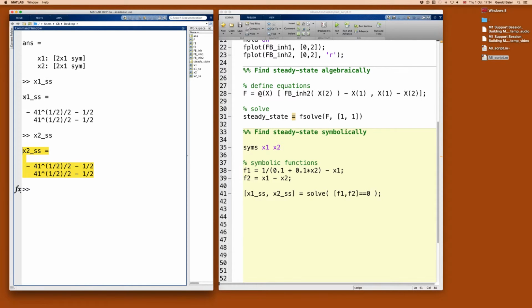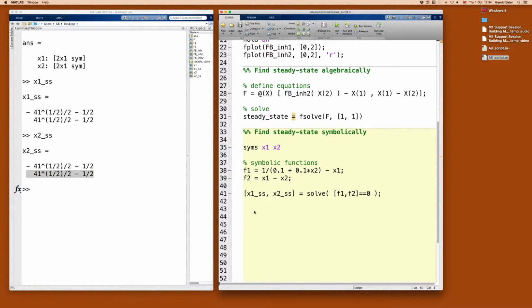But I think it's important to point out here that x1 steady state is giving the steady state values of x1 at the first steady state and the second. x2 steady state is giving the steady state values of x2 at the first and the second steady states. So when we're looking at a steady state, we want the top value and the top value. And for the second steady state, it's the bottom value and the bottom value. The top values together will be our solution for the first steady state, and the bottom values taken together will be our solution for the second steady state.